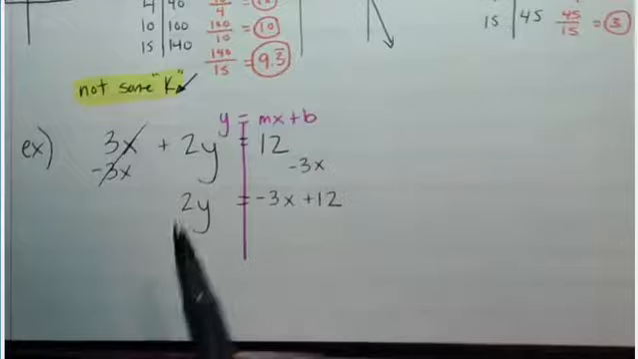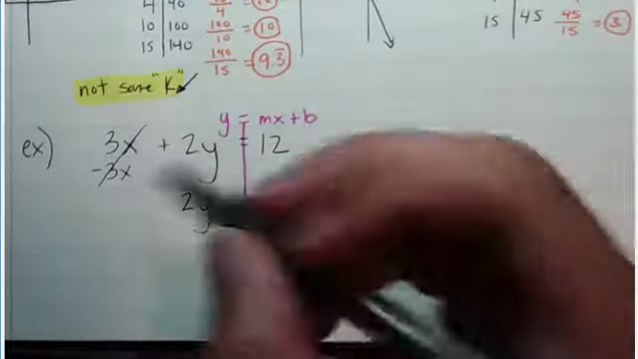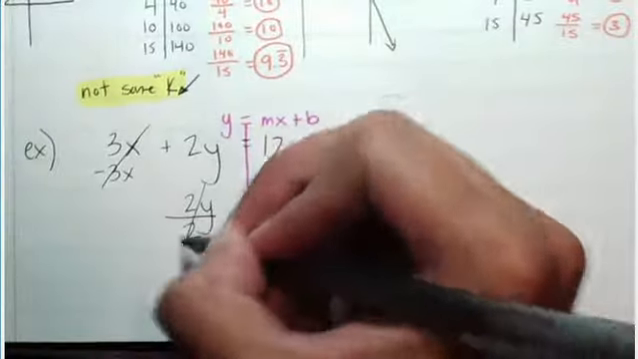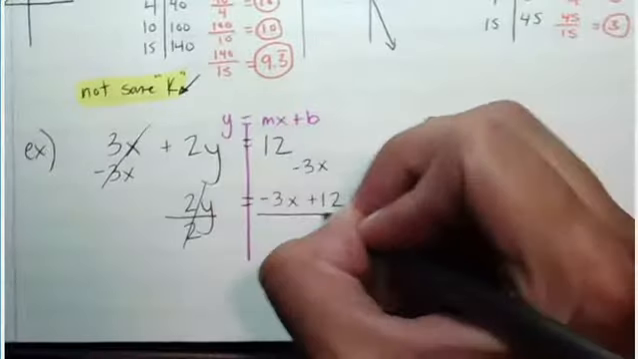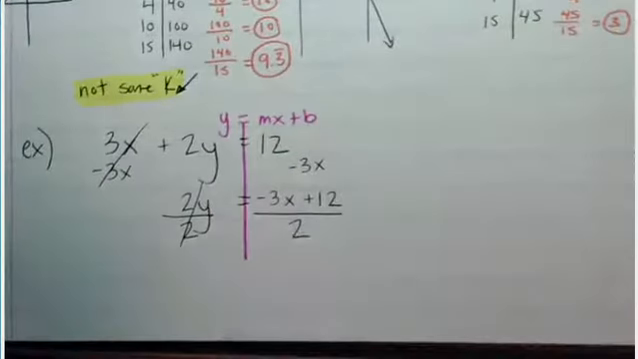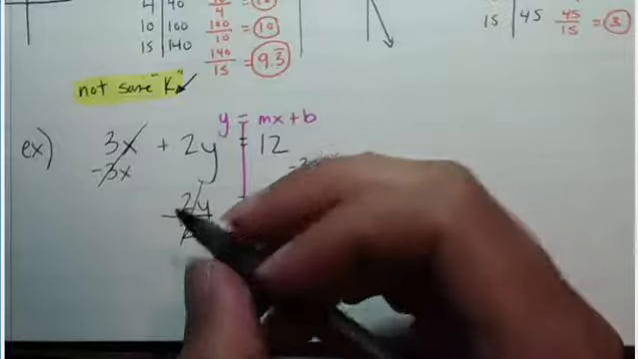Okay, from here I want y by itself, so right now it's 2 times y, so I'm going to divide by that 2 on the left. Whatever I do to one side I have to do to the other side, so I divide the whole right side by 2. And now I rewrite what I have.